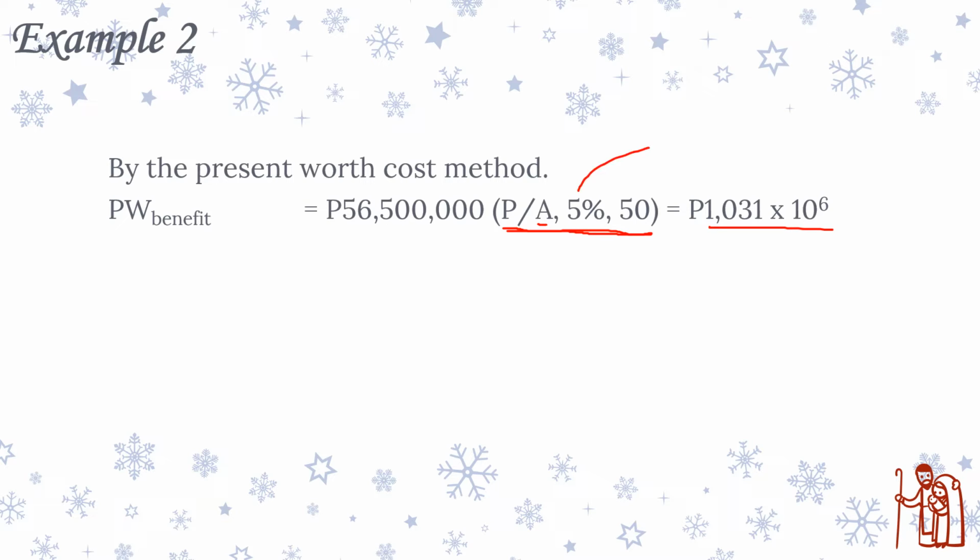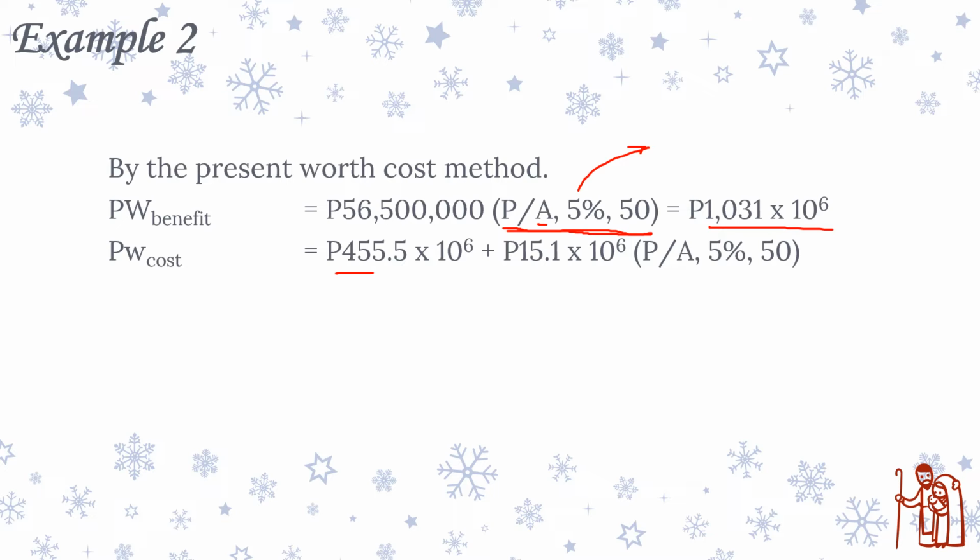Again, you have to show the formula for this one. And then the cost: we already have it earlier in annual form, but we can just also use this one. This 455.5 million is already present because this is your initial cost. And this one is annual, which is the operation, maintenance, etc.